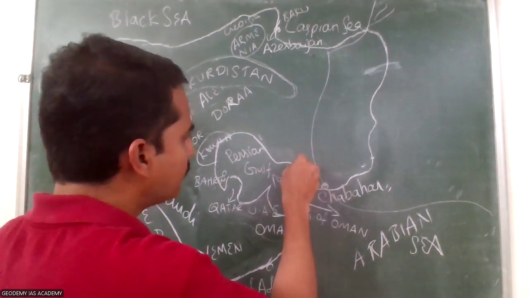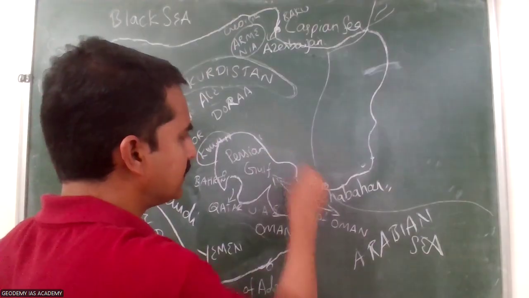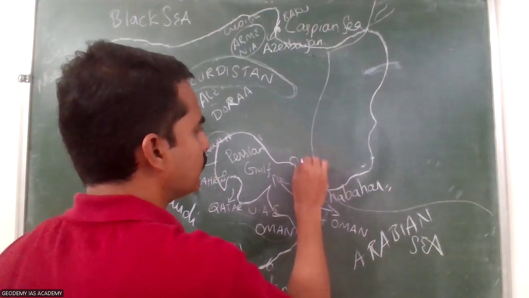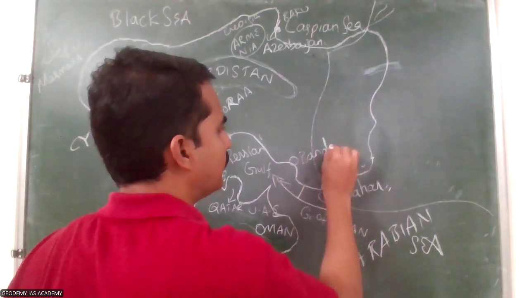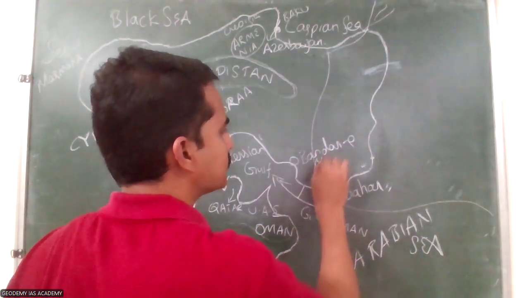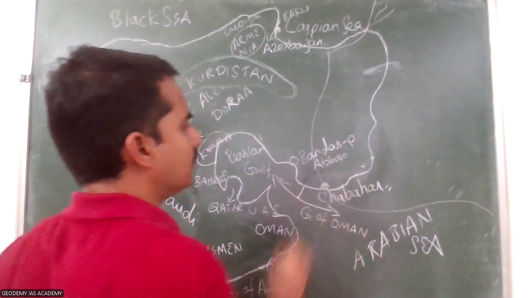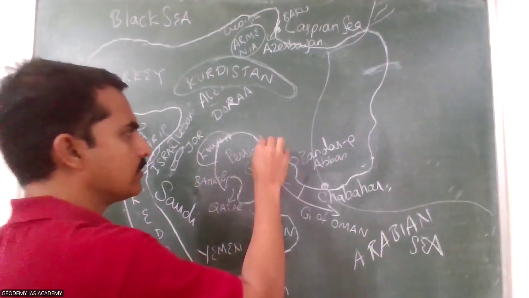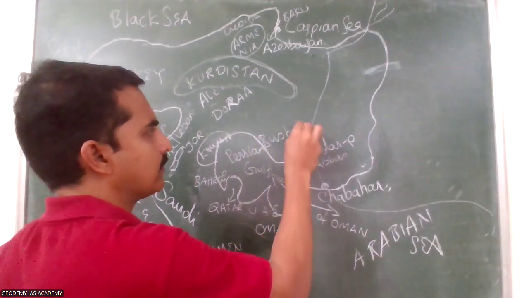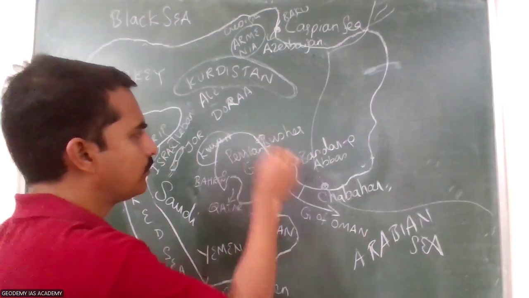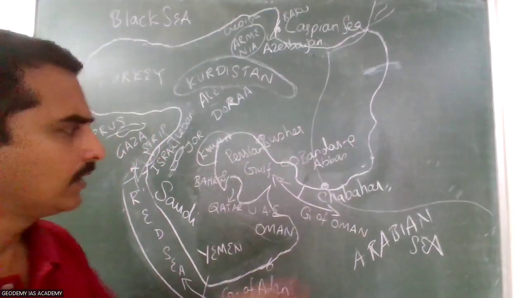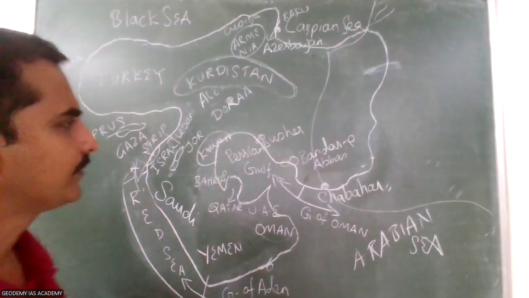Another important port in the Iran region in the Persian Gulf is Bandar Abbas. That is an important port. And Bushehr. So those are the important port cities of Iran in the Persian Gulf. And Chabahar port is on the Arabian Sea.